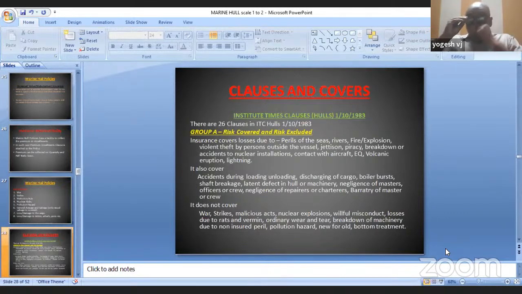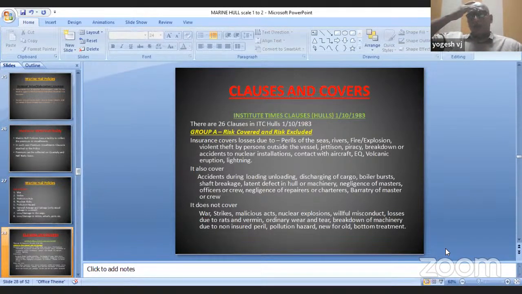Now, as I told you, our hull insurance, I mean, hull and machinery is governed by one clause, which is called Institute Time Clauses, Hulls, 110-1983. Uska ek naya modification nikla tha, 1995 ka. We will go through 110-1983 and then we will see ki kya hai isme covered jo 95 mein nahi hai ya fir 95 mein hai aur isme nahi hai.